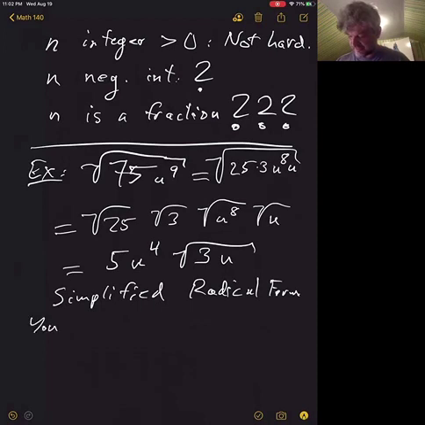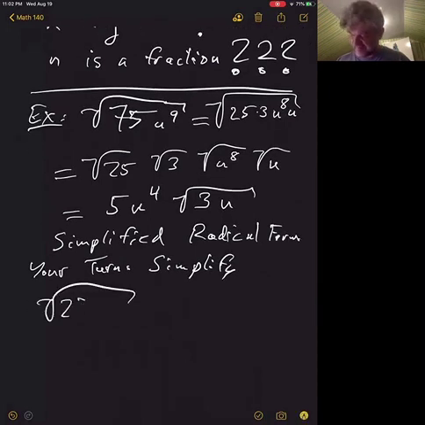Your turn. Simplify with the same sort of rules. The square root of 27 x to the 4 z cubed. And I can do that example in lecture tomorrow.